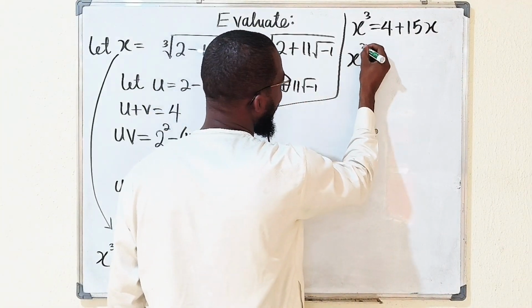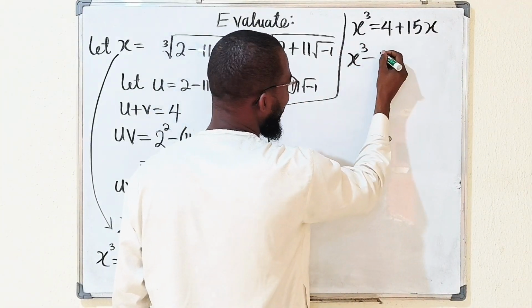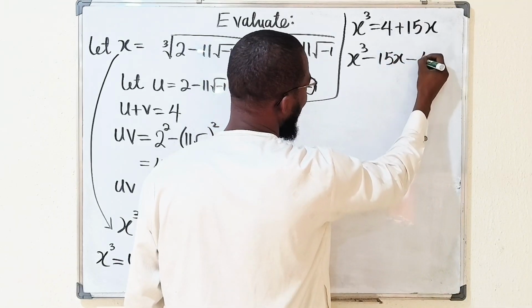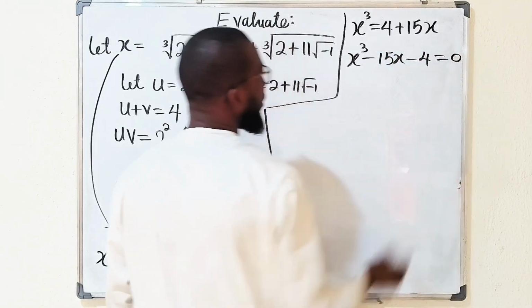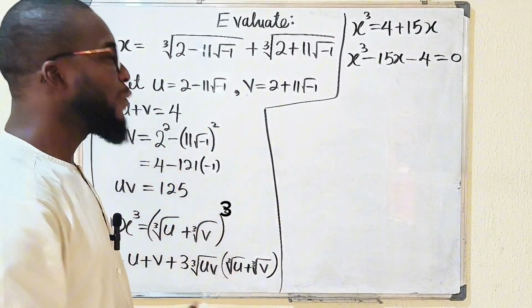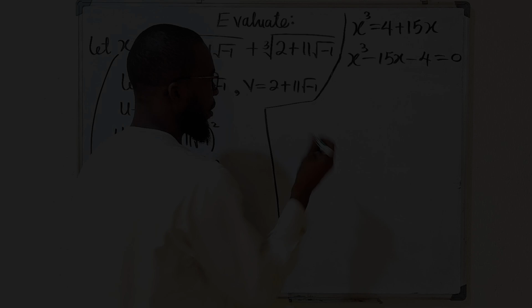Let me bring all terms to the left-hand side. We have x cubed. As this crosses over, it becomes negative 15x, as 4 crosses over, it becomes negative as well. So this is what we have. Now we are going to solve this equation, this cubic equation.